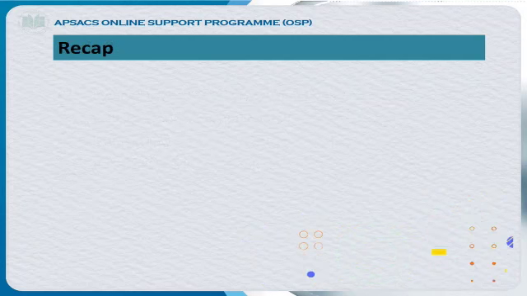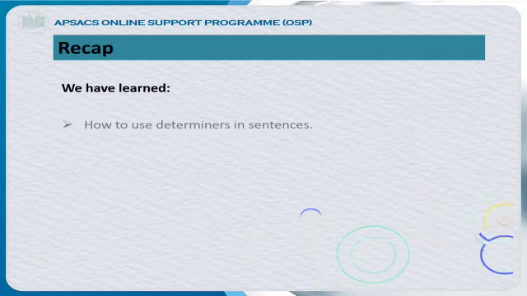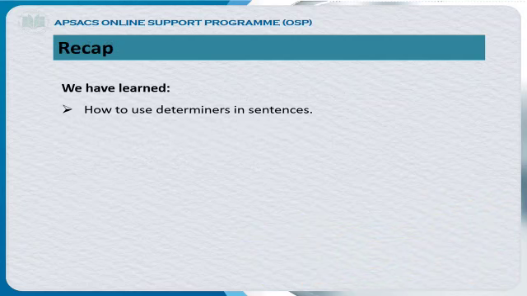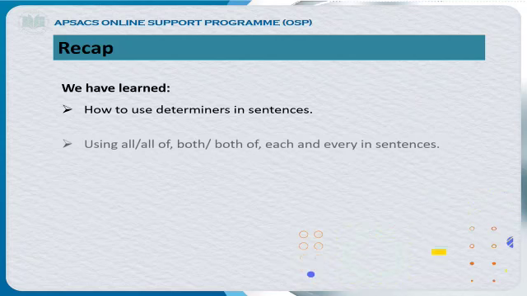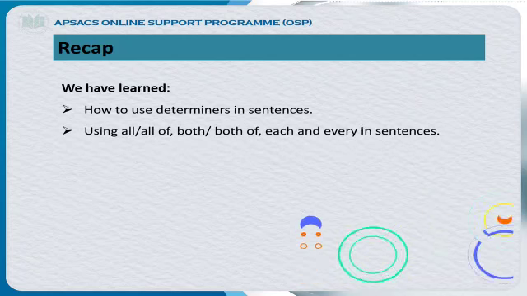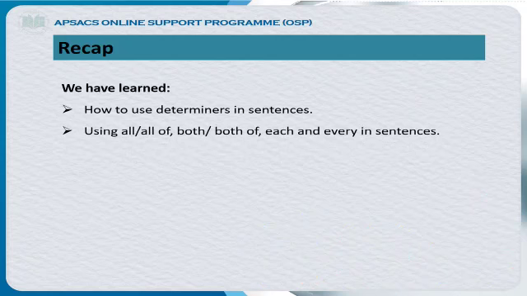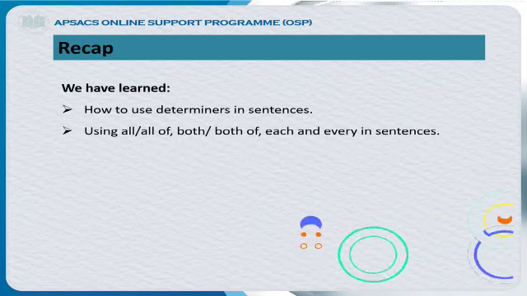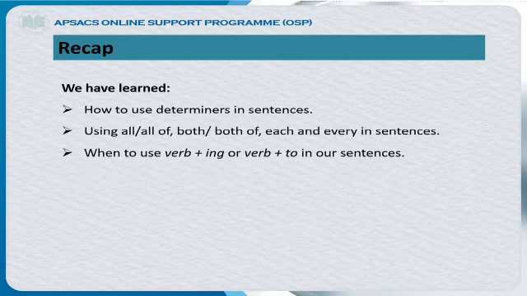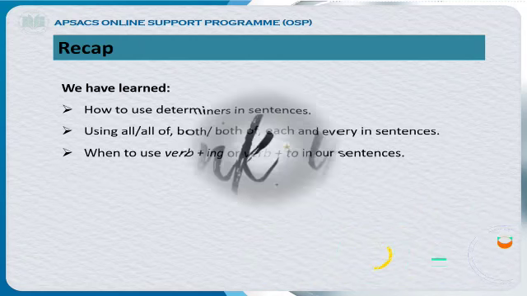Let's have a quick recap. We have learned how to use determiners in our sentences. We have also learned to use all of, both of, each and every in our sentences. And when to use verb plus ing or verb plus to and the infinitive in our sentence.